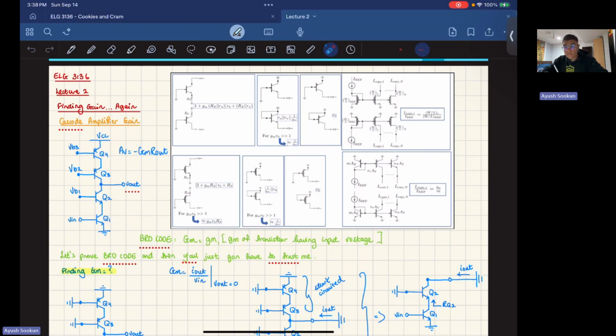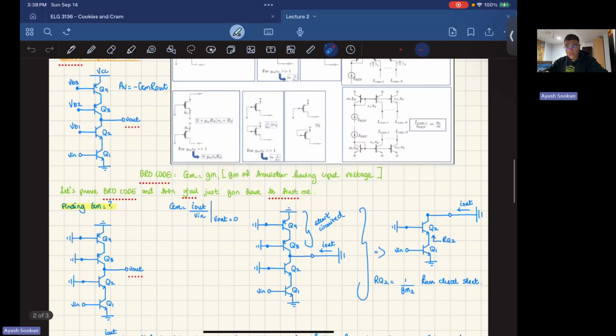To find Gm, you need to disable all the DC sources, not AC, just the DC. You can see here the filled dots are all DC, and the hollow one right here is your AC, so you leave that alone. VCC is DC, all these are DC, so you just pop, pop, pop, ground all of them.